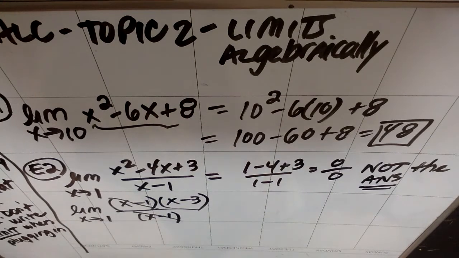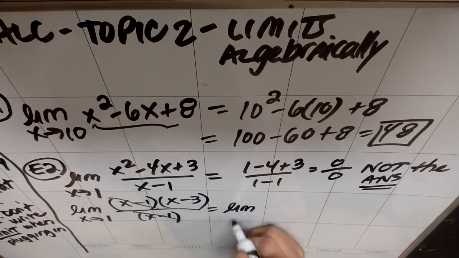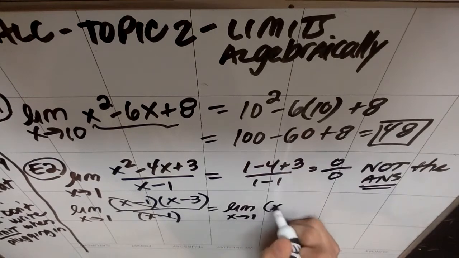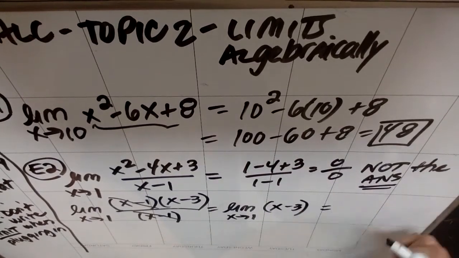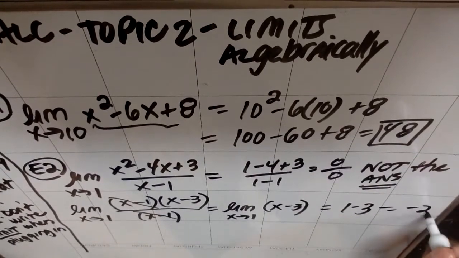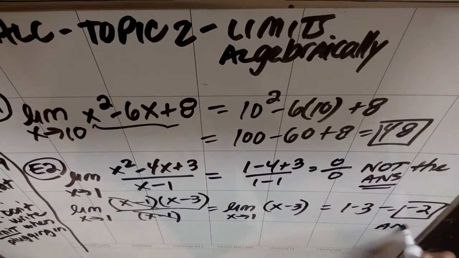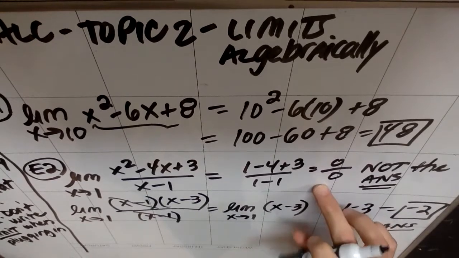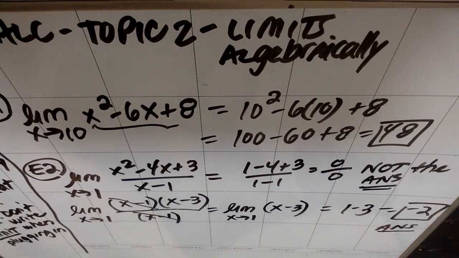Now, these factors would cancel, so this is really just the limit as x approaches 1 of an x minus 3. Well, now I can plug in. Notice I'm not going to write limit when I plug in because I just plugged in, and my answer is a negative 2, okay? So again, your answer is never going to be the 0 over 0, but that's the clue that you need to do something else to try and simplify.